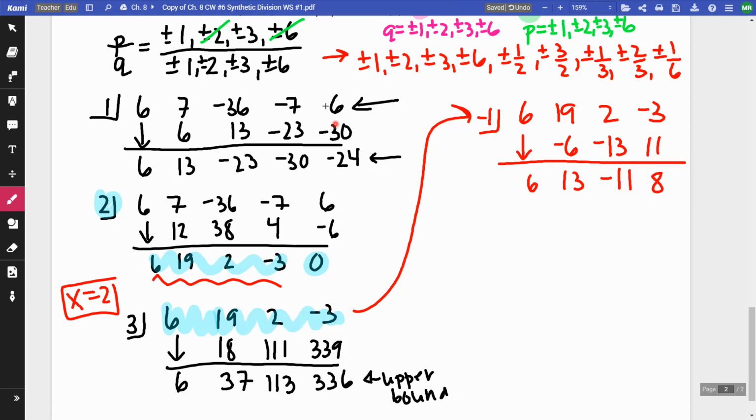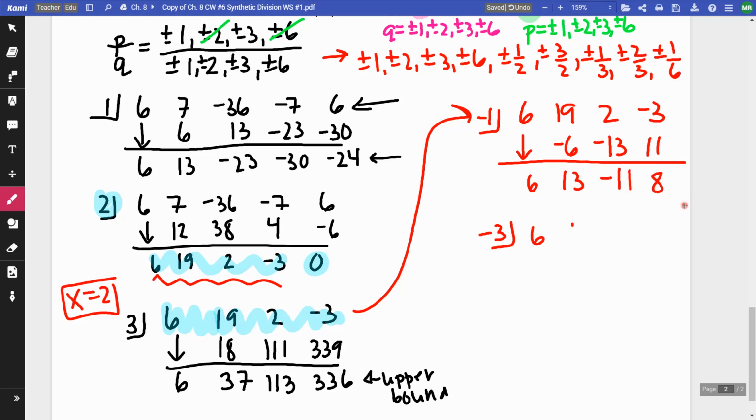So at 0, I was up at 6. At -1, I'm still up at 8. So there's not necessarily going to be a 0. There could be a 0 in between there, and I just skipped over it, but not with one of these nice numbers. So let's try -3.